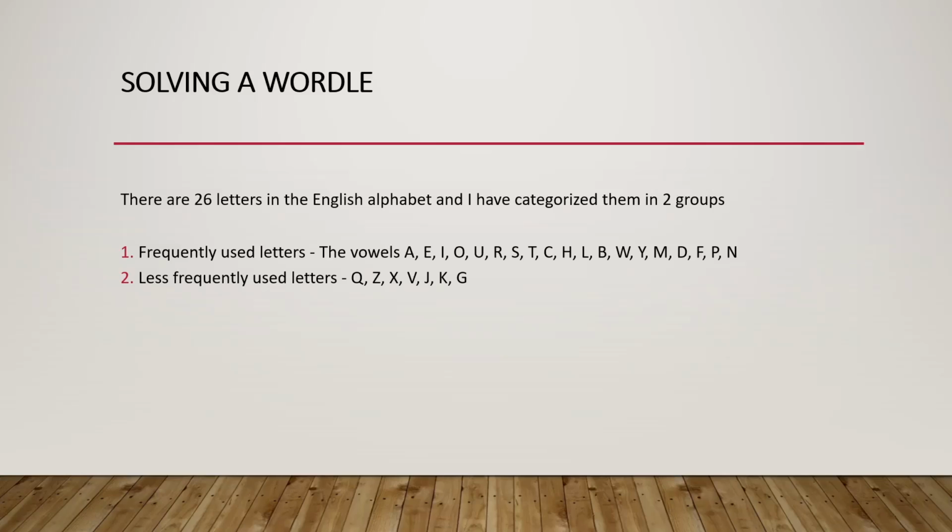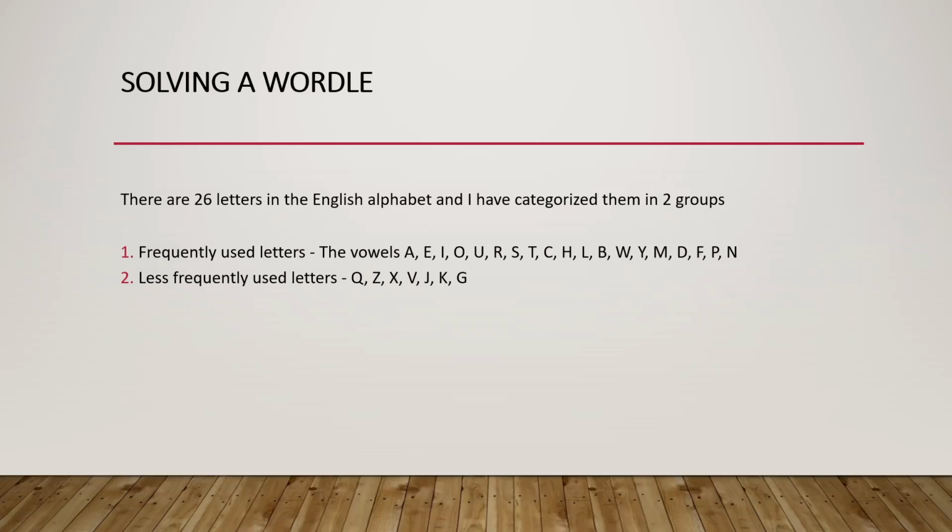So before solving a Wordle, I want to share with you some information which will be crucial in our Wordle solution. There are 26 letters in the English alphabet, and I have categorized them in two groups. The first one is the frequently used letters, and the other one is the less frequently used letters. The frequently used letters have 19 letters in them.